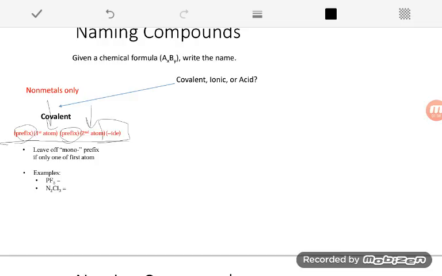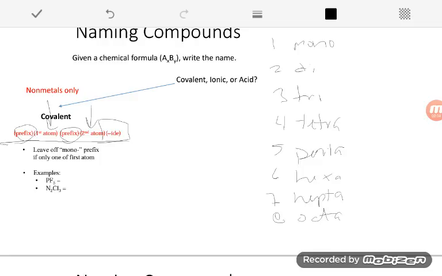So the prefixes are just the standard prefixes that we have to use for naming. So for instance, if you have 1 of something, that would be mono. 2 would be di. 3 would be tri. 4 is tetra. 5 is penta. 6, hexa. 7 is hepta. 8 is octa. 9 is nona. And 10 is deca.